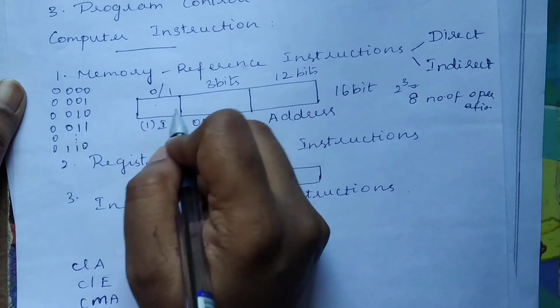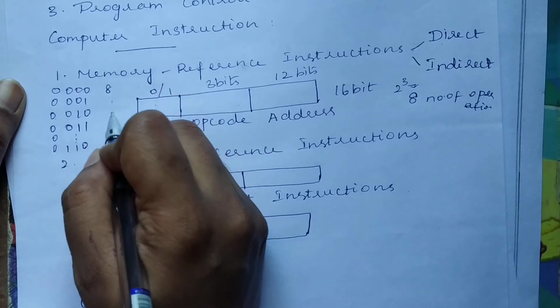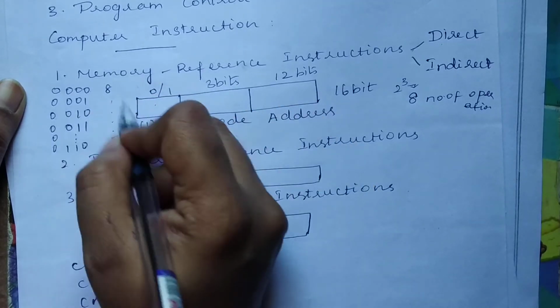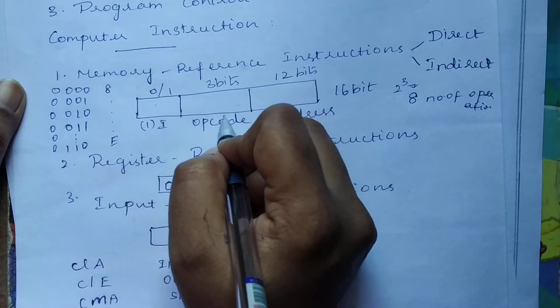So that is the opcode field for the direct address. And from 8 to E, all those are said to be binary values. All those values will be represented for the opcode field.